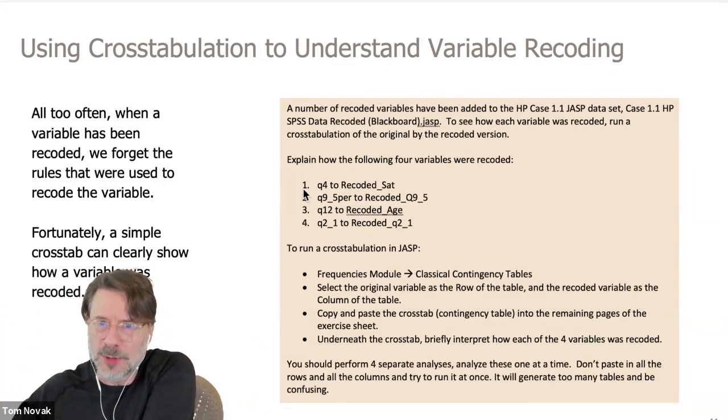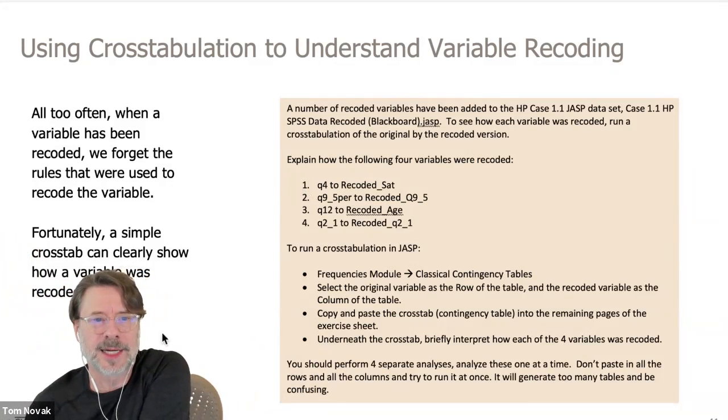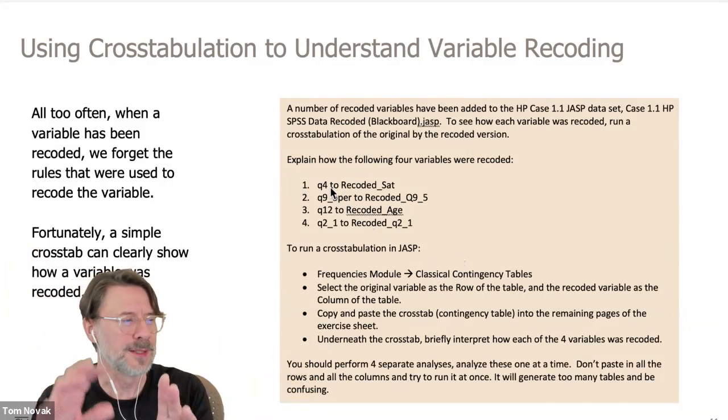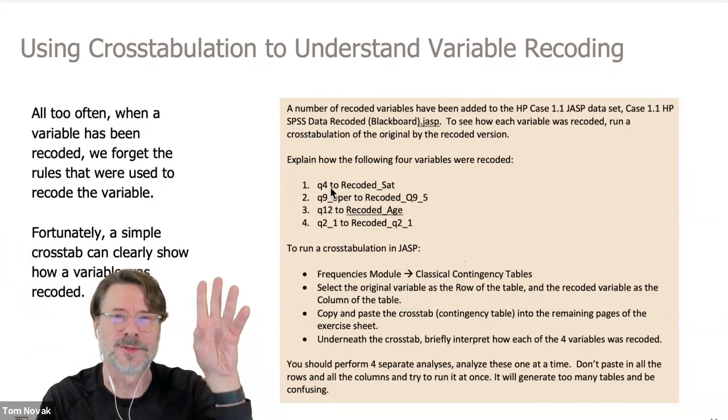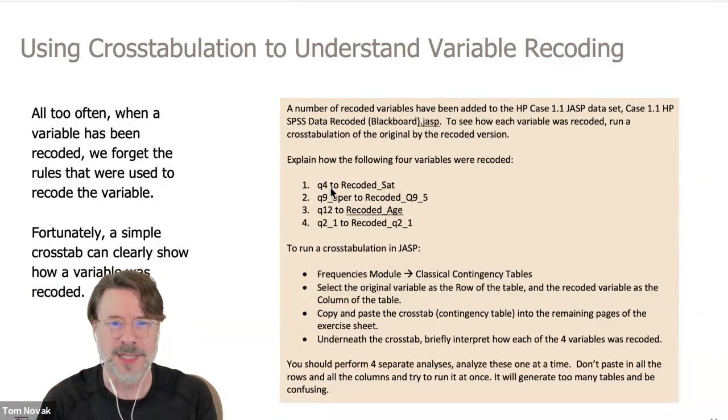We're going to talk about a lot more with crosstabs on Wednesday, but what I want you to do now is get that JASP data set, get it into JASP, and then I got the bullets here that tell you do the frequencies module, classical contingency tables. And then you're just doing a crosstab. It'll build a table that shows all the combinations of the values of Q4 with the recoded SAT. You've got a nice little rectangular table there.